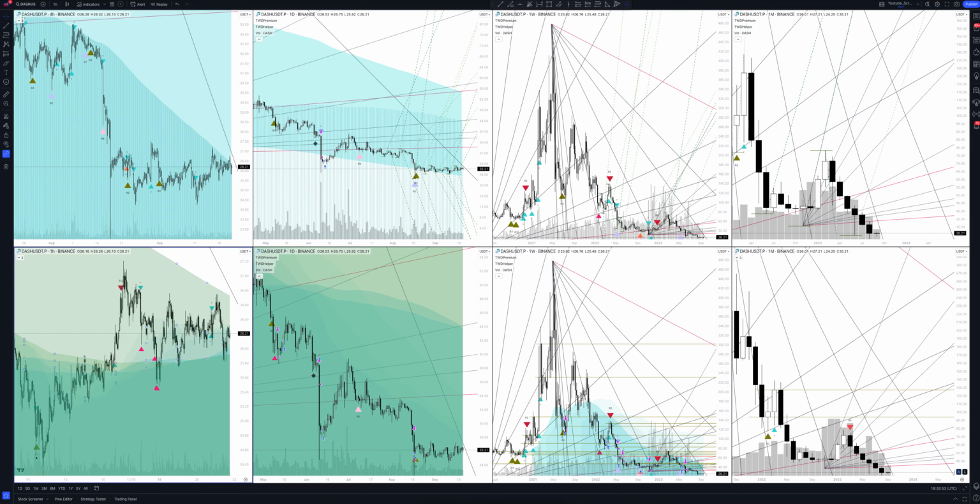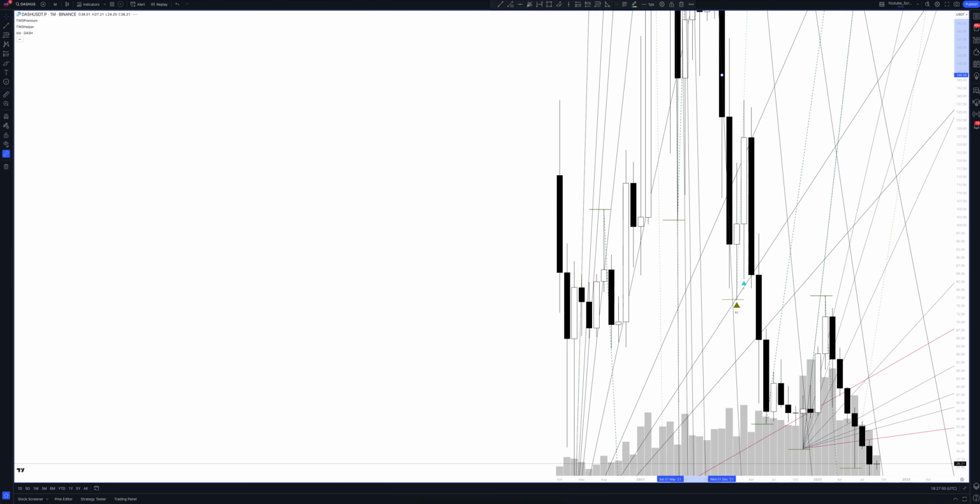Today we will take a look at Dash cryptocurrency. Let's analyze the market situation and find out how you can make money on it. Let's start. We always start our analysis from the global market.